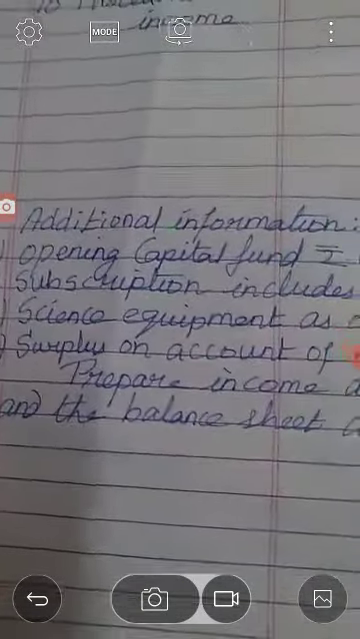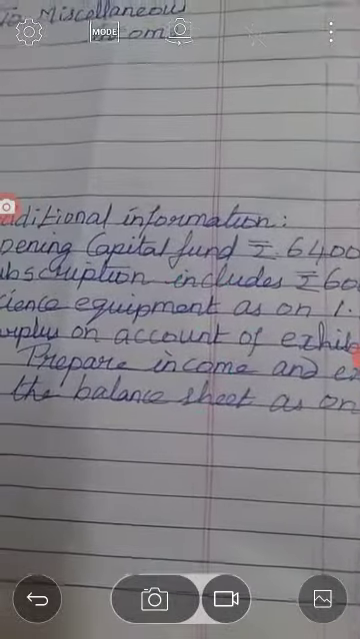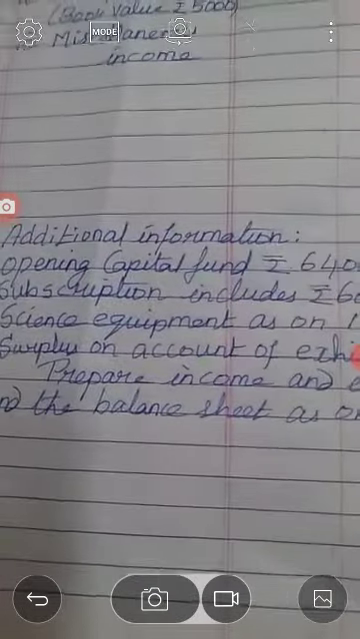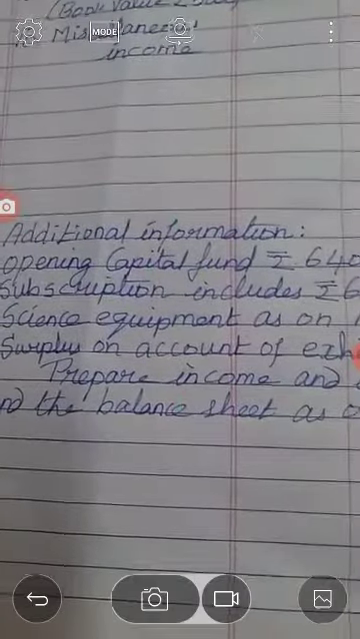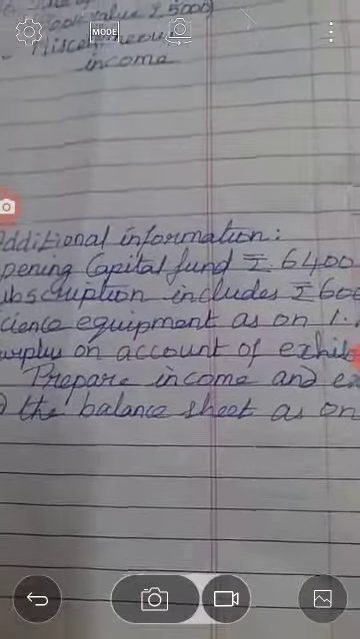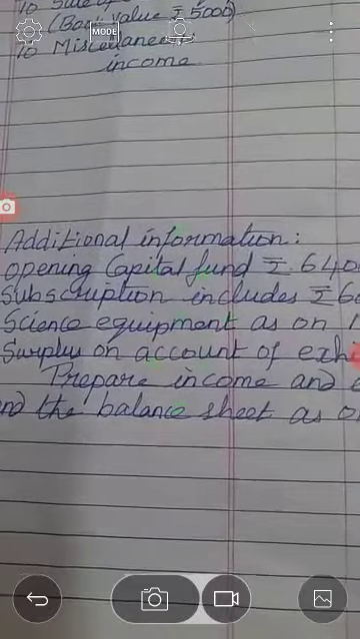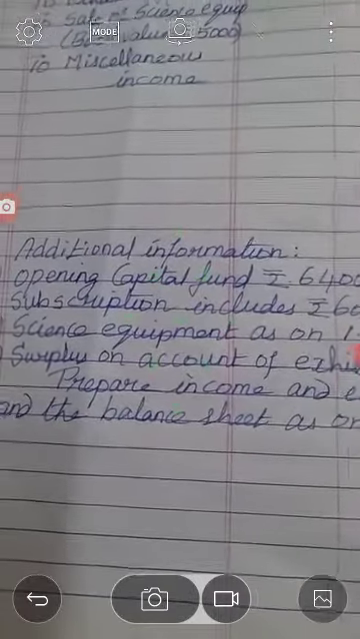Then additional information. The opening capital fund is given in the sum itself as 6400, so you need not prepare the opening balance sheet.